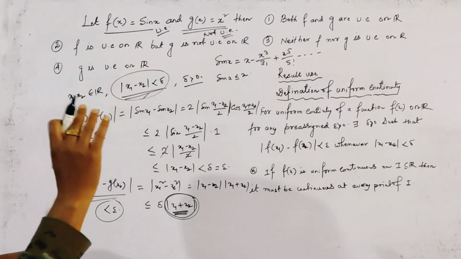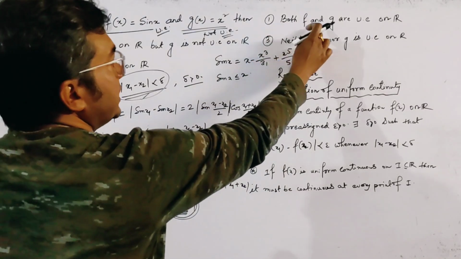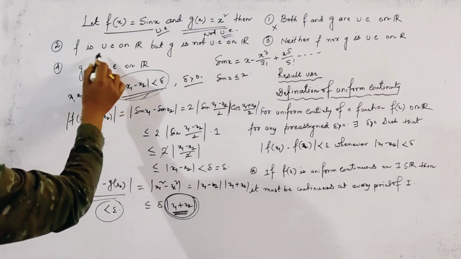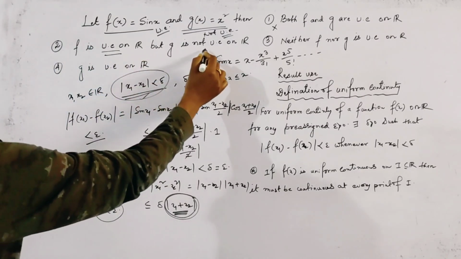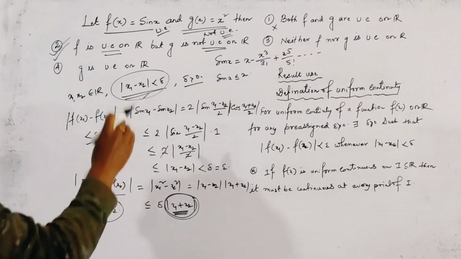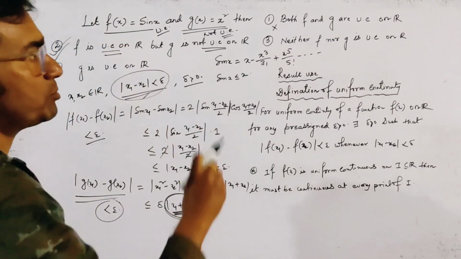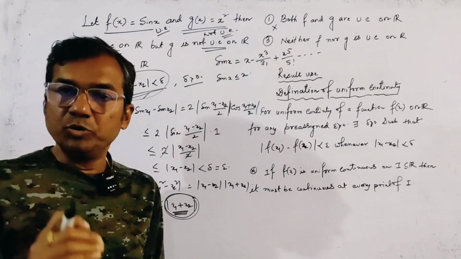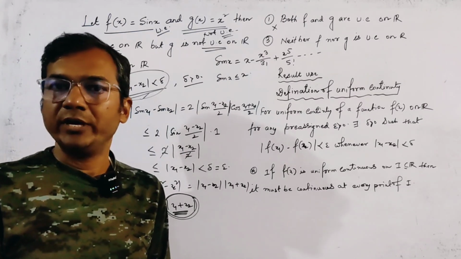Now we check the options. Both f and g are uniformly continuous: this is not correct. Here f is uniformly continuous but g is not uniformly continuous, so this is the correct option. And this is a very important type of problem of continuity and uniform continuity.